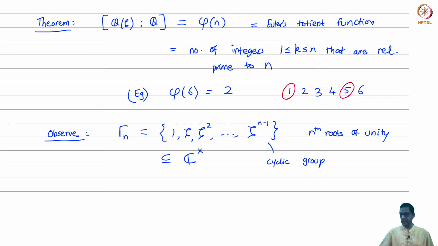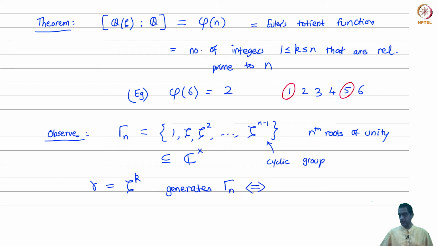Okay, gamma n is a cyclic group, and of course zeta itself is a generator, but there are many other generators for this group gamma n. So which are the generators? Which elements generate this group? So let's say gamma equals zeta power k generates this cyclic group.